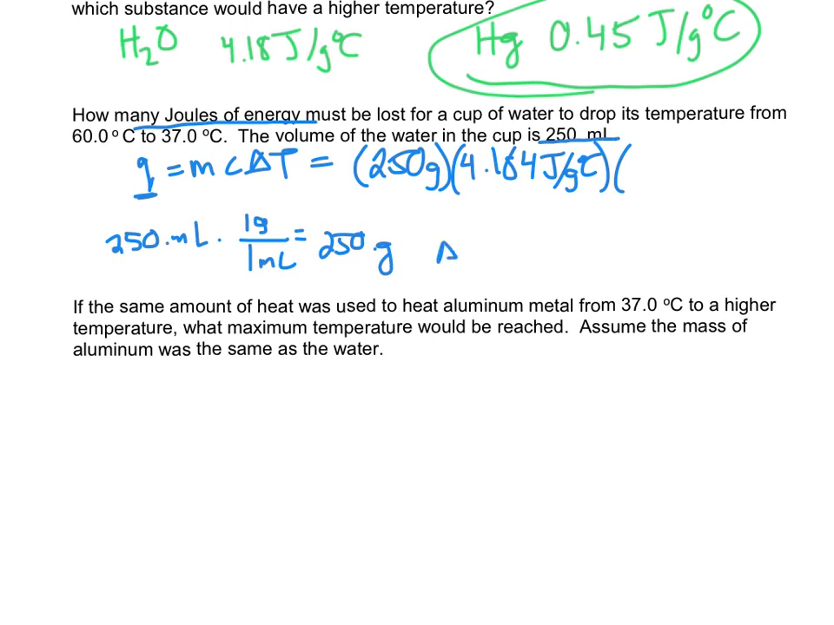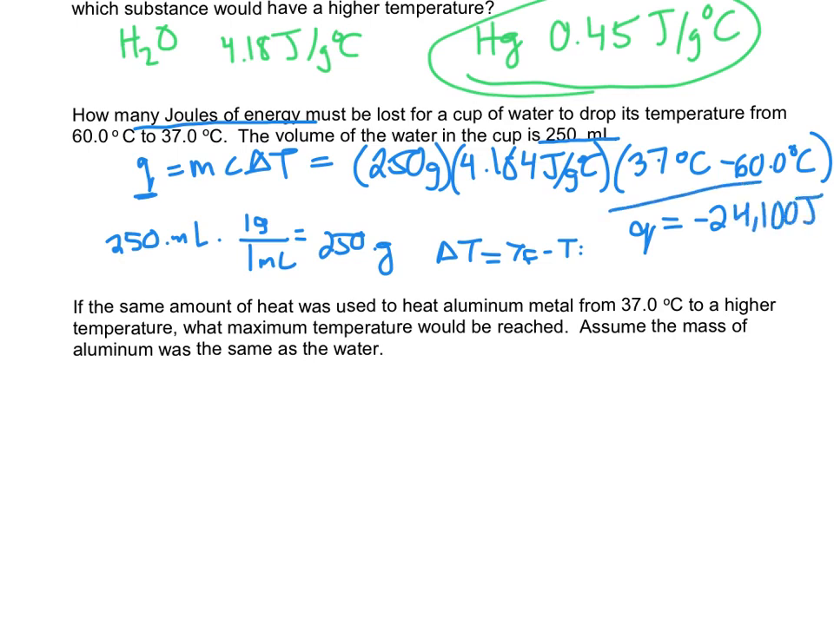So delta T, I'll write it down here, is T final minus T initial. So you can do it on the side and plug it in, or you can do it all at once. 37 Celsius is my final minus 60.0 Celsius is my initial. Plug that into your calculator, you get Q is equal to negative 24,100 joules. And that's my answer.